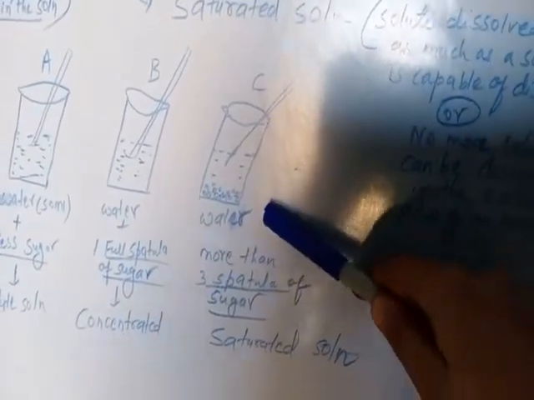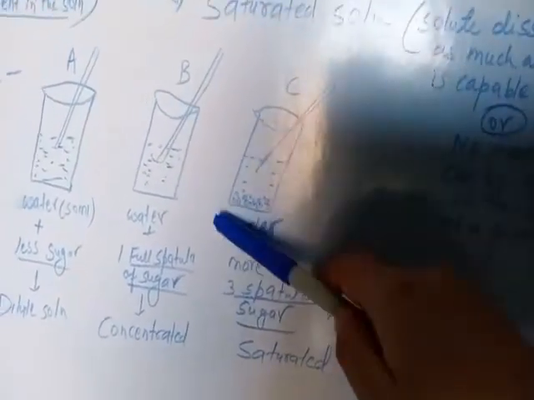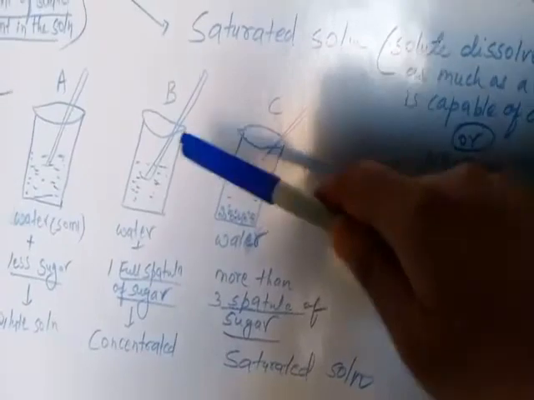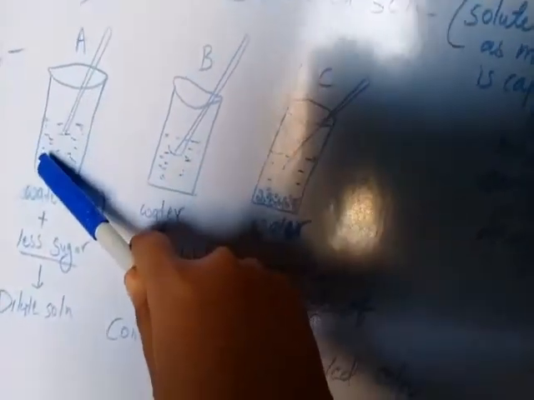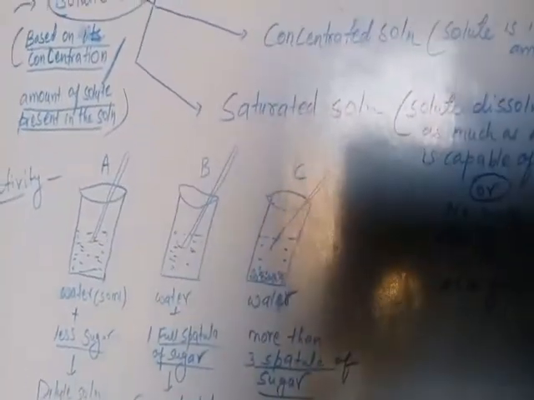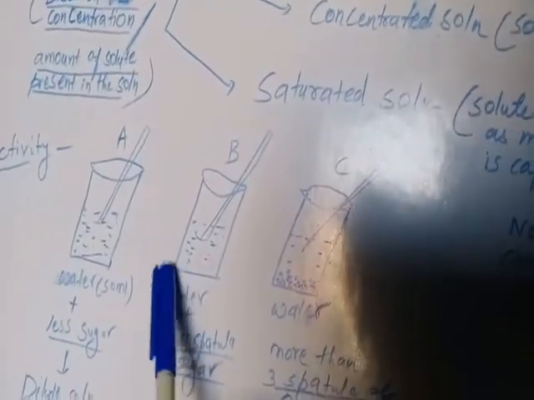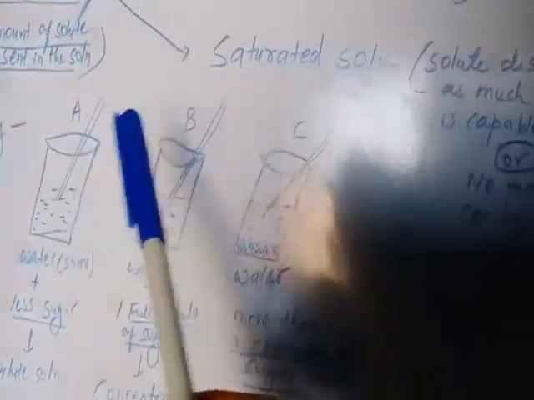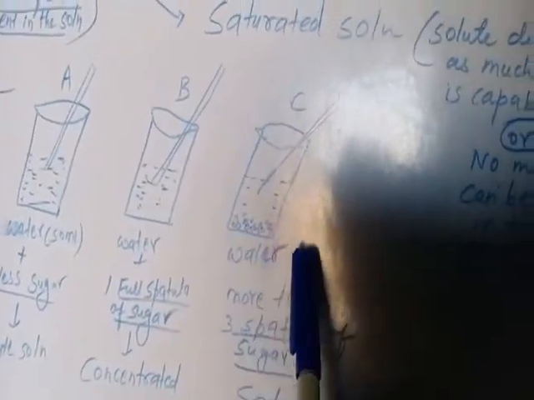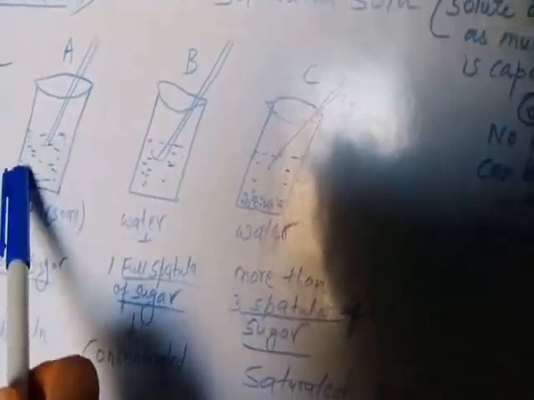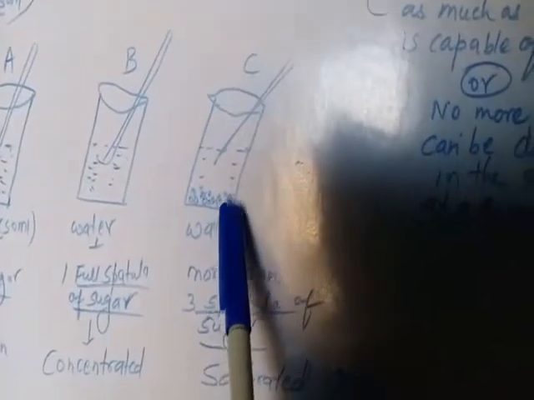So here now we can say that the sugar solution we got in beaker C is more highly concentrated than beaker B and than beaker A. That means out of these 3 beakers, beaker C is the highly concentrated sugar solution compared to beaker B and beaker A. Why is it so? Because here we added more sugar particles than in beaker B and beaker A.